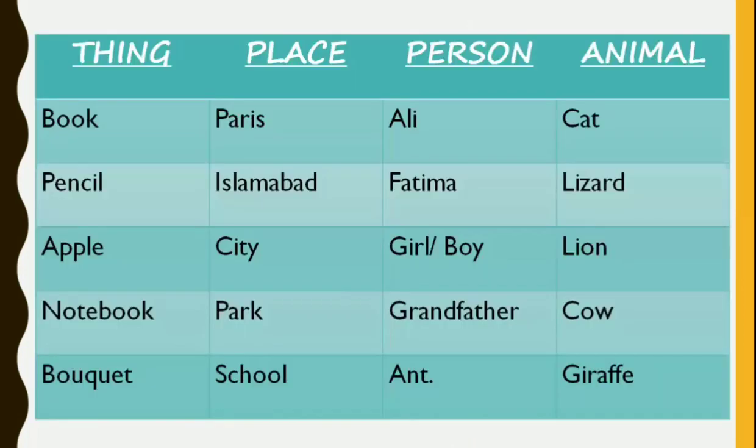Here is the list of nouns depending on their types. Book, Paris, Ali, cat, lizard, grandfather, apple, notebook, school. All these words are called nouns because they are names of something.